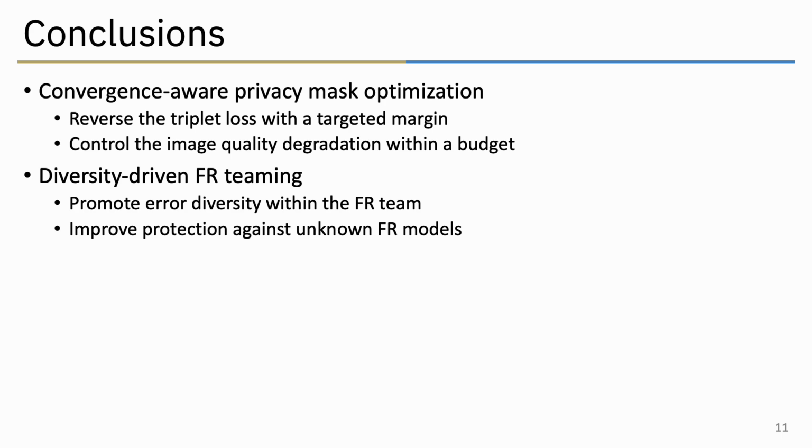In summary, this paper introduced an anti-FR solution called PMask. The optimization of the privacy mask is convergence aware, so we can deliver better image quality and faster protection. We also introduced a diversity-driven FR teaming to strengthen the generalizability to some unknown FR models.